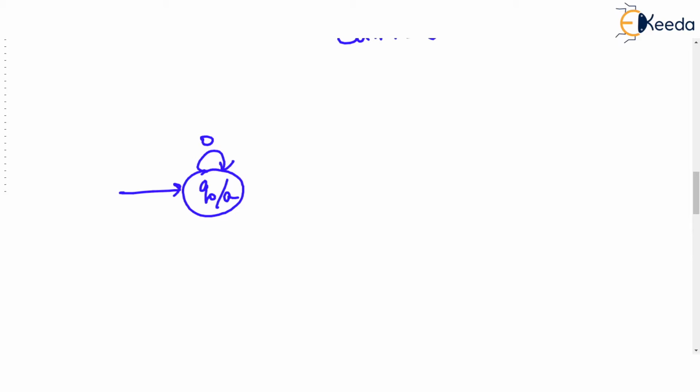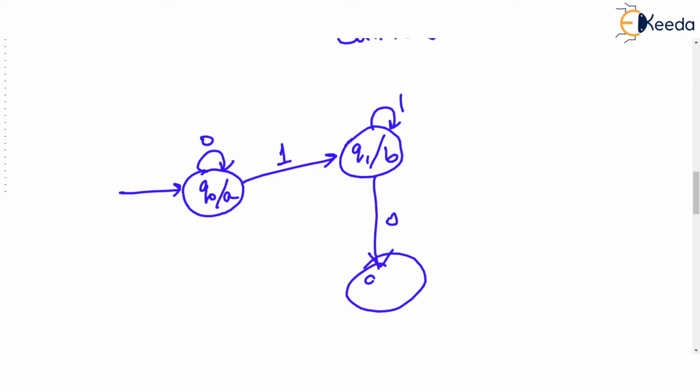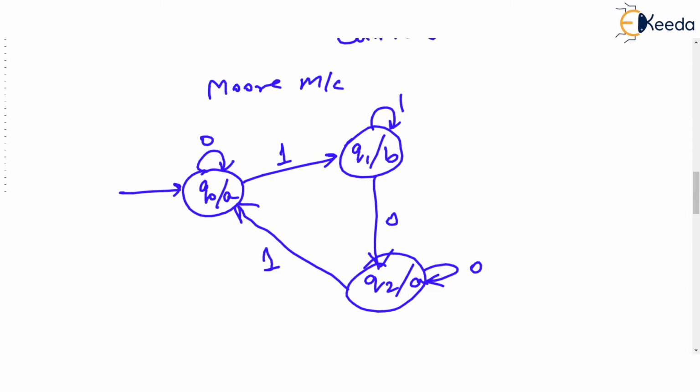So give me some time. Suppose I have some machine like this. Just say that this is the Q2 state and slash A I have written, and then there is a transition over here on 1 and there is a transition on 0 here. So this is a Moore machine. Just check out that this looks like a DFA, isn't it?